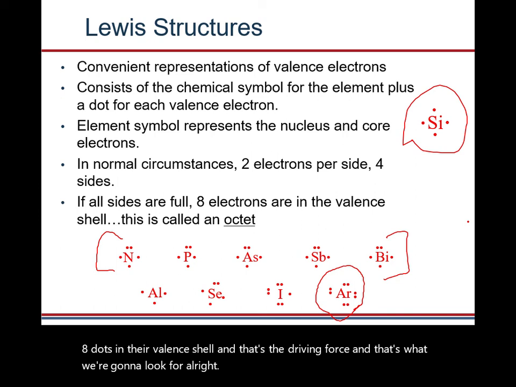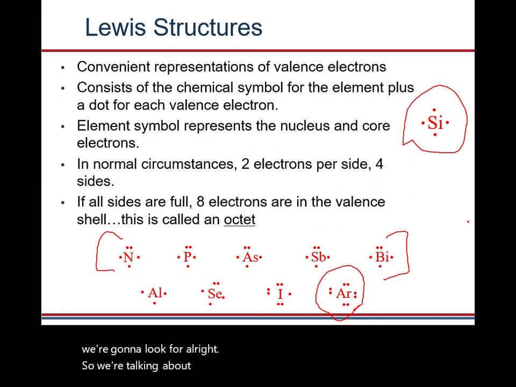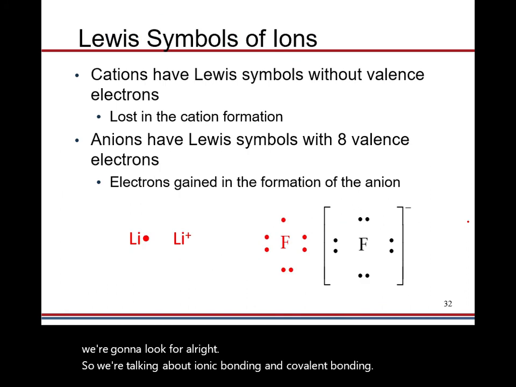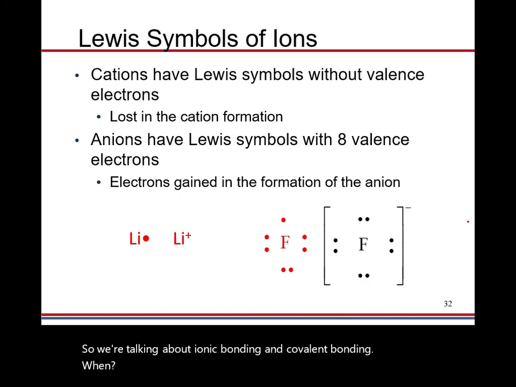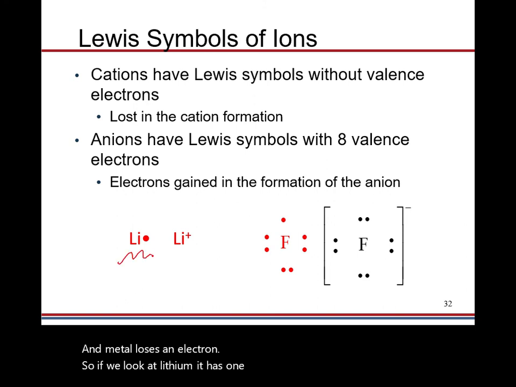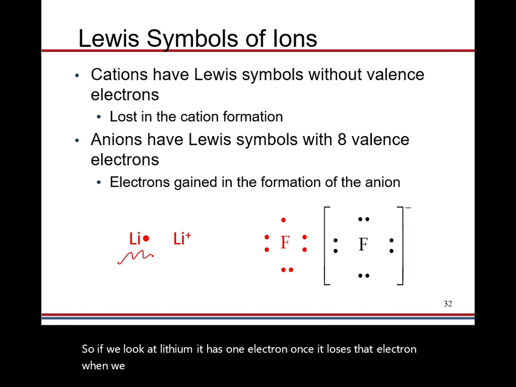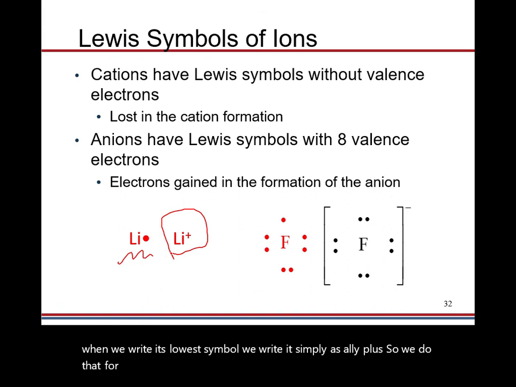So we're talking about ionic bonding and covalent bonding. When a metal loses an electron, so if we look at lithium, it has 1 electron. Once it loses that electron, when we write its Lewis symbol, we write it simply as Li+. So we do that for all cations. The moment they lose their valence electrons, those valence electrons are gone.